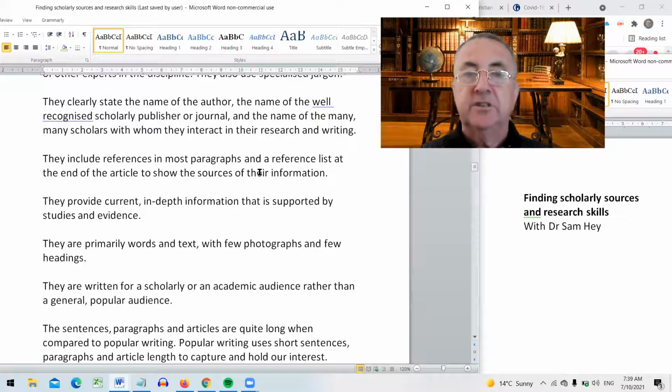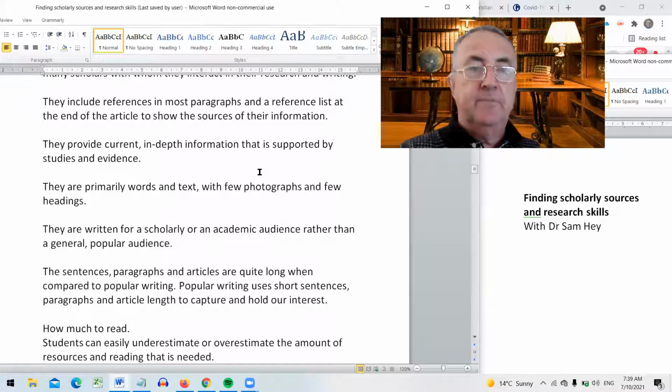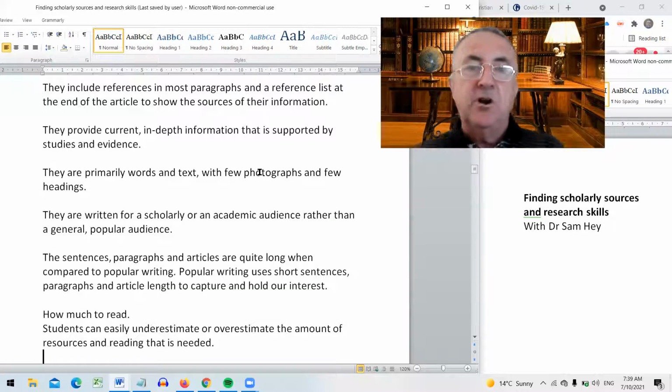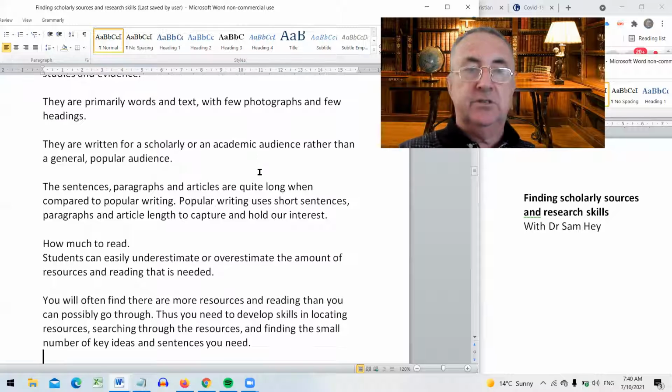They include references in most paragraphs and a reference list at the end of the article or each chapter of the book. And they provide current in-depth information, and this is supported by evidence and other studies. Primarily, they're words and text, and there's few photographs and few headings because they're focusing on information, speaking to other scholars who are focused on information.